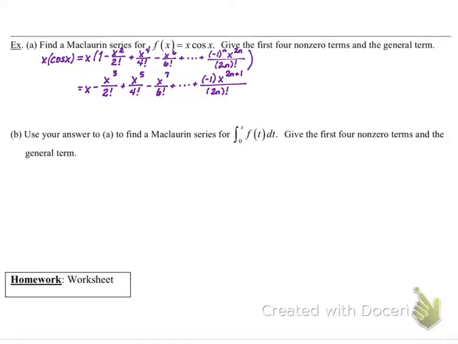Beautiful. Now we're going to run back in and we're going to integrate f of t dt from 0 to x, remembering that f of x is cosine of x, and we are integrating here an improper integral.